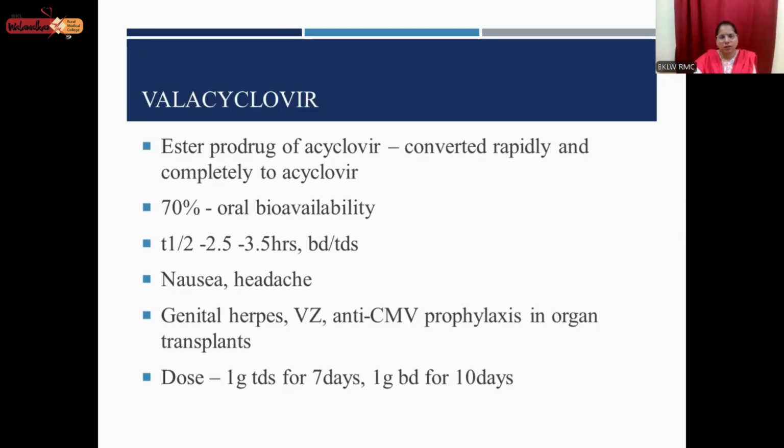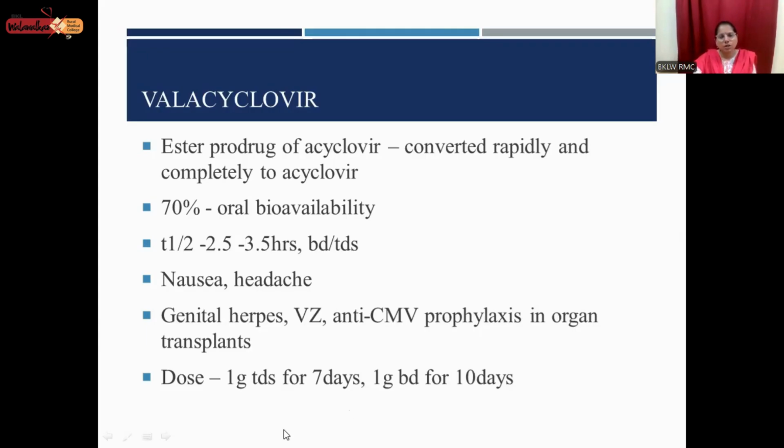Valacyclovir. Valacyclovir is a prodrug of acyclovir. It is converted rapidly and completely to acyclovir. So it has 70% bioavailability by oral route and a half-life of 2.5 to 3.5 hours. It can be given in BD and TID format. Adverse effects are nausea and headache.